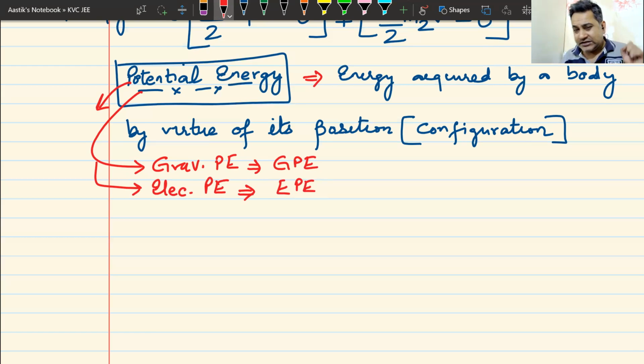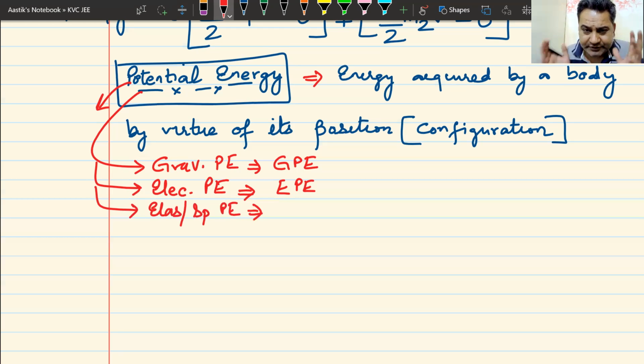This electrostatic potential energy would be coming in the next class, 12th standard. In fact, 12th standard is all about electrostatics, electric current, magnetic field of current, EMI. That consists of around 2/3 of your entire curriculum. Then you can call it elastic potential energy or spring potential energy, which is acquired by energy in a spring or by something which can regain its shape. I will call it SPE.